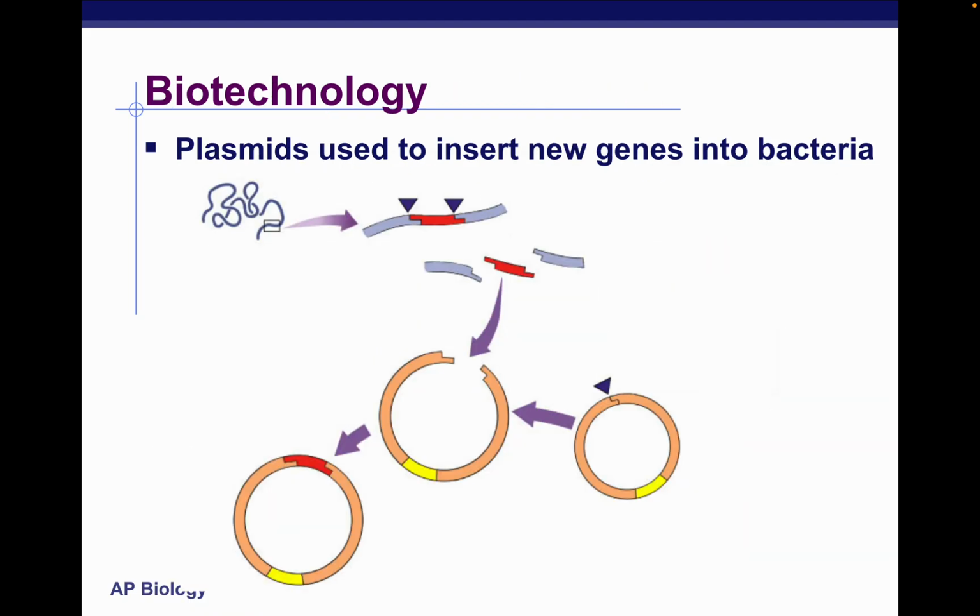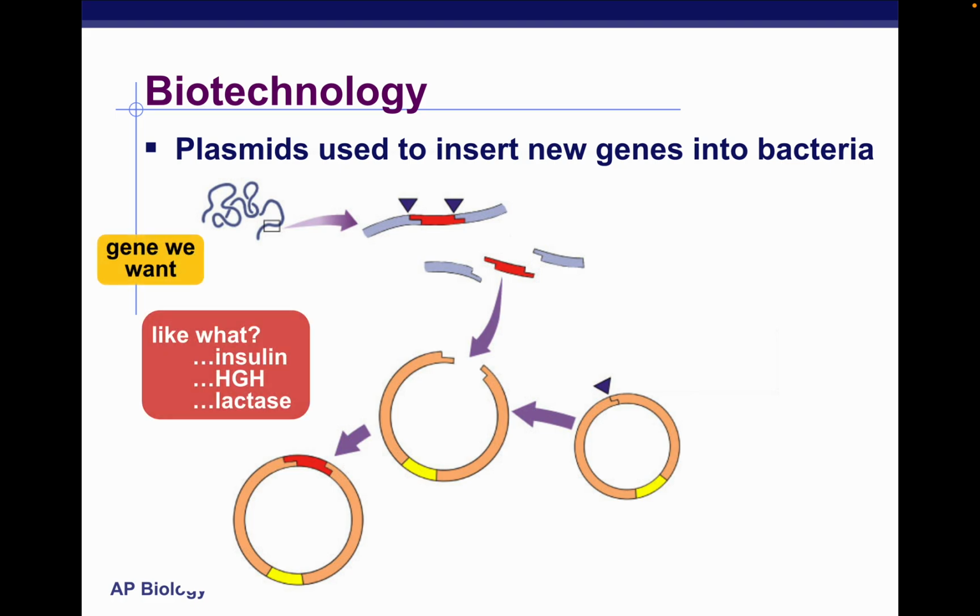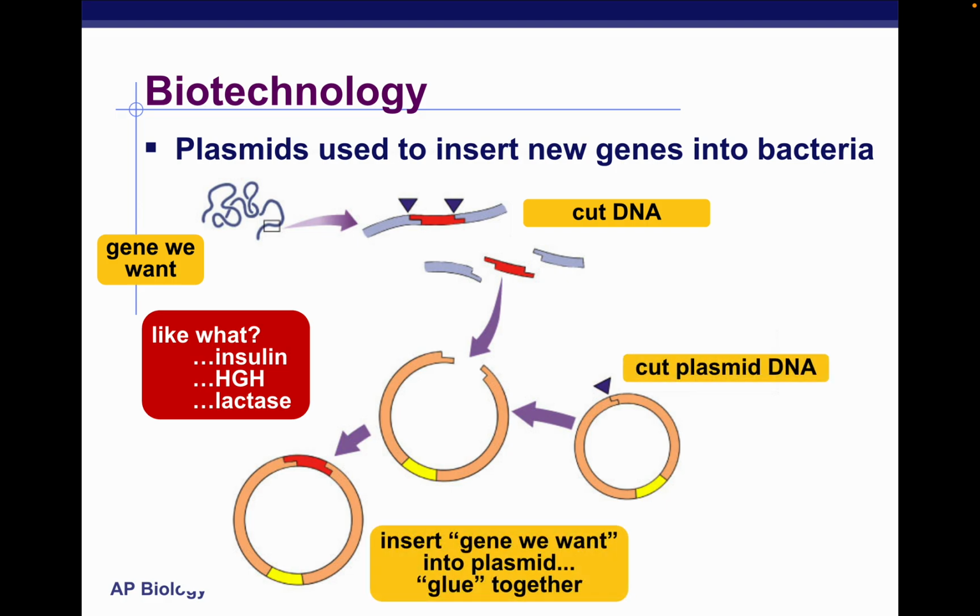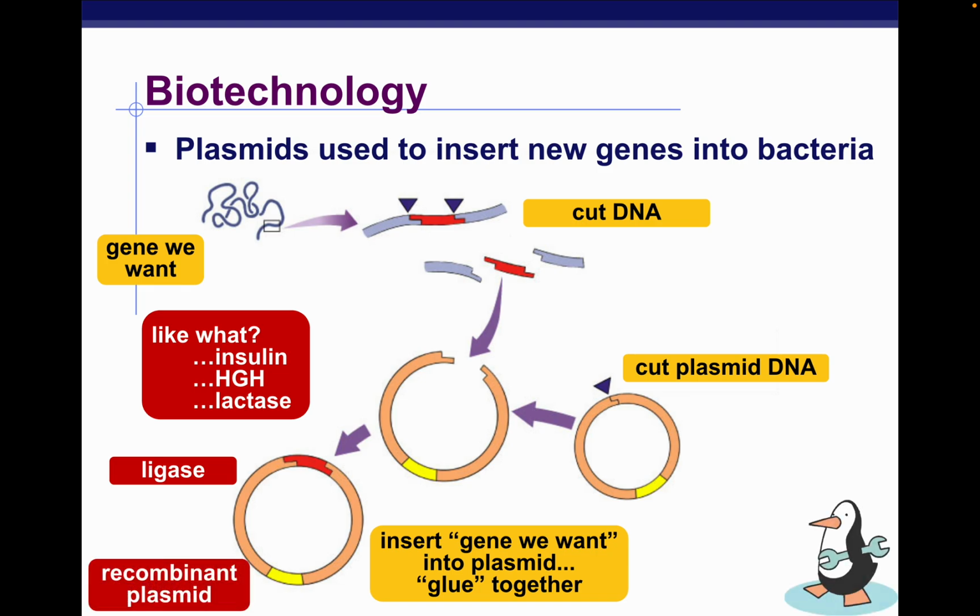So again, like I said, plasmids can insert new genes into bacteria. So genes we want: insulin, HGH, and lactase. All right. We use ligase to glue them together. Ligase should be a refresher for you, and this is recombinant plasmid.